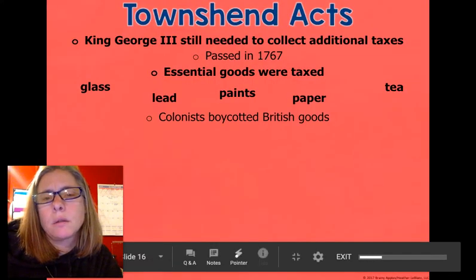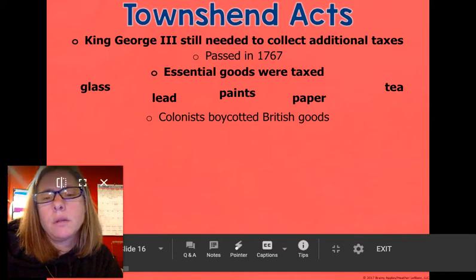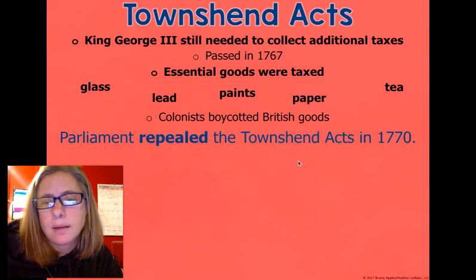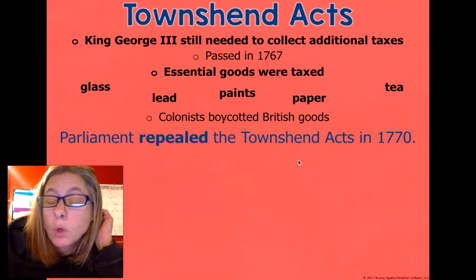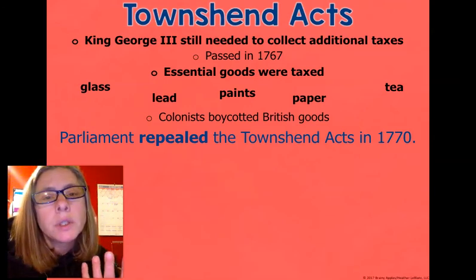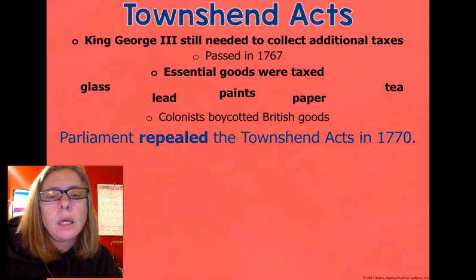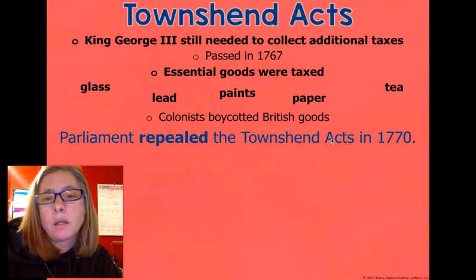Townshend Acts. All right. Here's some key facts about the Townshend Acts. I would just write what was taxed. And you could write that it was repealed eventually. Obviously, the first bullet tells you needed to collect additional taxes. That's kind of a given. But I would definitely write down what was taxed and then either pick the first fact or the fact that the Townshend Acts were repealed.